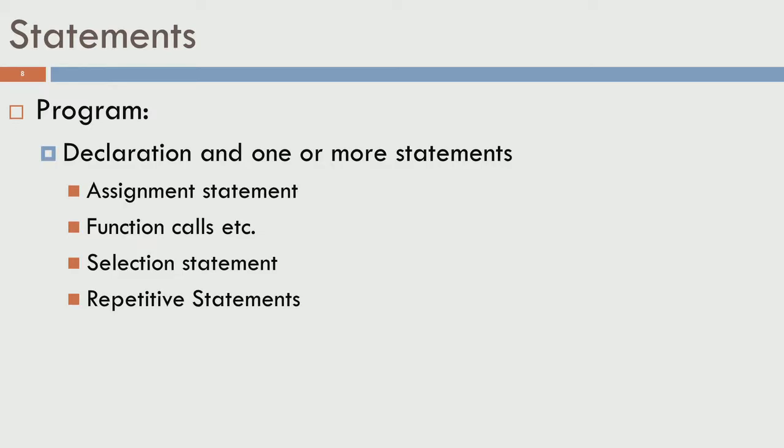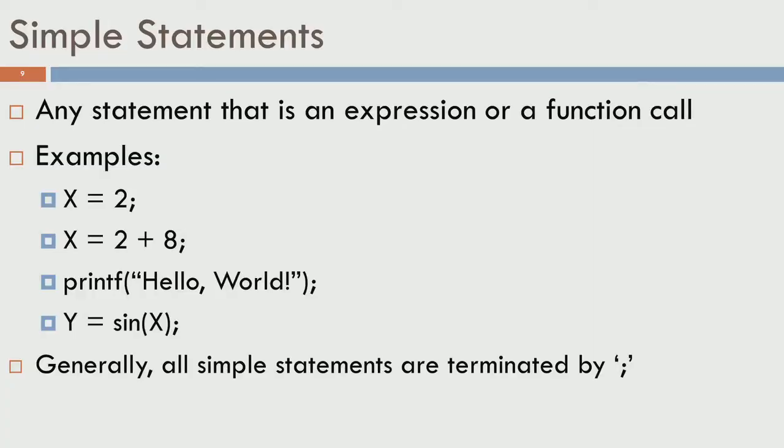So, statements could be of 4 types: assignment, function calls, selection statement and repetitive statements. The first 2 are of a category and the second 2 are of another category, which is what I want to talk about in the next few slides. So, the first category we call simple statements are those statements that are expressions or function calls.